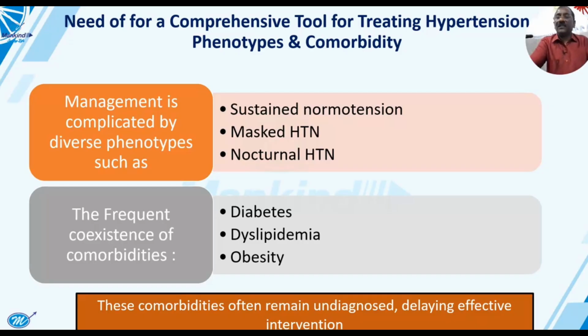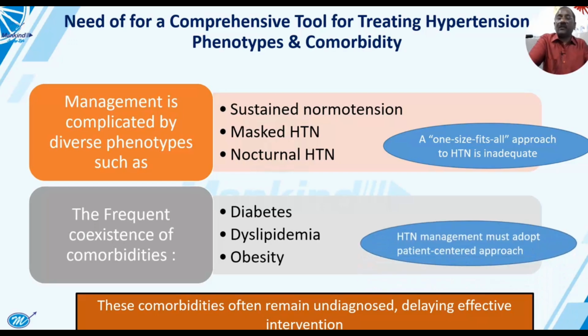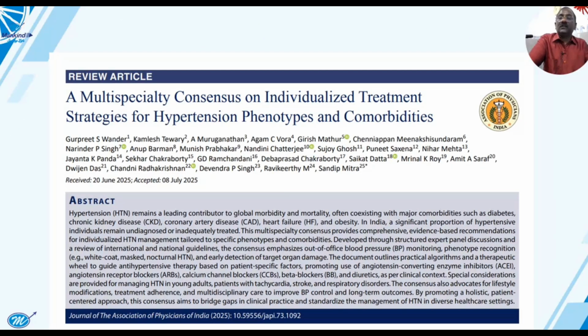See the frequent coexistence of comorbidities: diabetes, dyslipidemia and obesity. These comorbidities often remain undiagnosed, delaying effective interventions. So one size fits all is not there in hypertension. Hypertension management must adopt a patient-centered approach. Therapeutic wheel: this is the multi-specialty consensus on individualized treatment strategies for hypertension phenotypes and comorbidities.